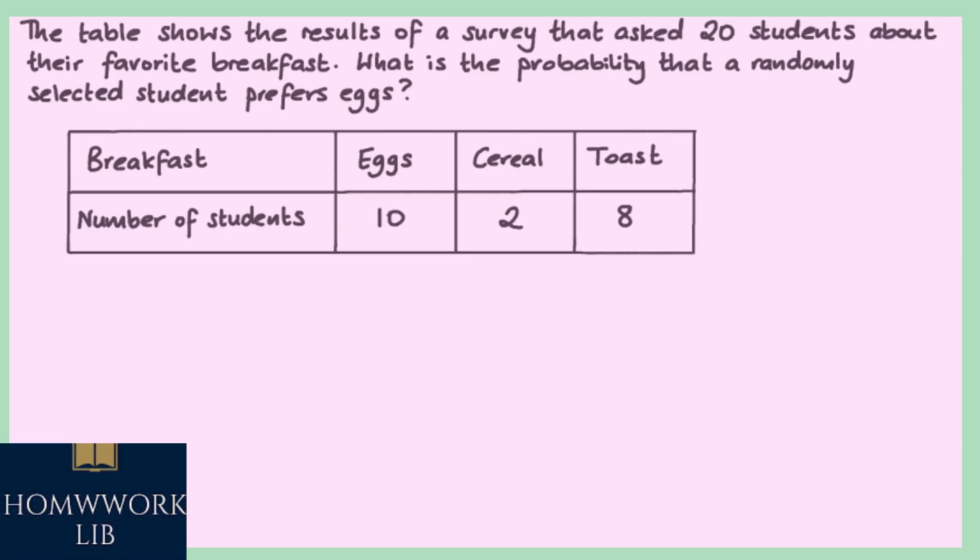The table shows the results of a survey that asked 20 students about their favourite breakfast. What is the probability that a randomly selected student prefers eggs? We can begin this question by having a look at the table.